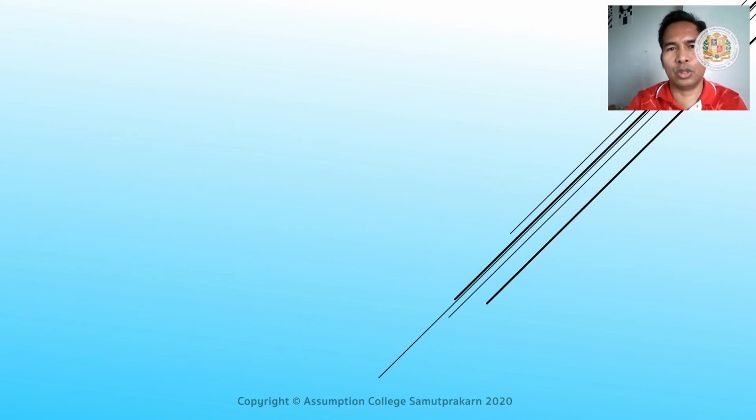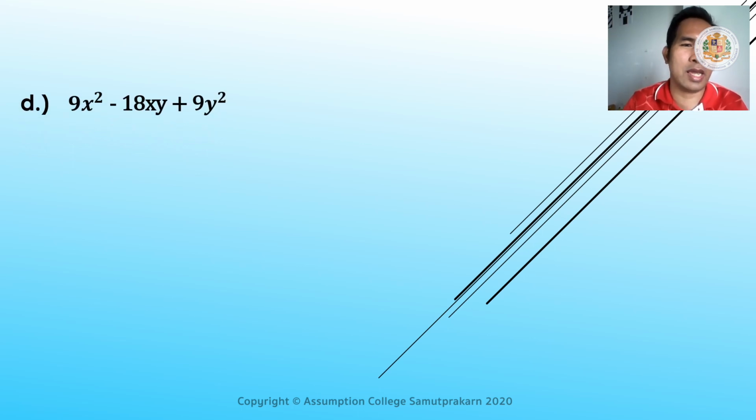Okay, so let's go to letter D. 9x squared minus 18xy plus 9y squared. Okay. But before we proceed, look at this one: 9, 18, 9. Can we have a common factor of this one? 9, 18, and 9, you can divide everything by what? 9. So you can factor out 9 first before you proceed to perfect square.